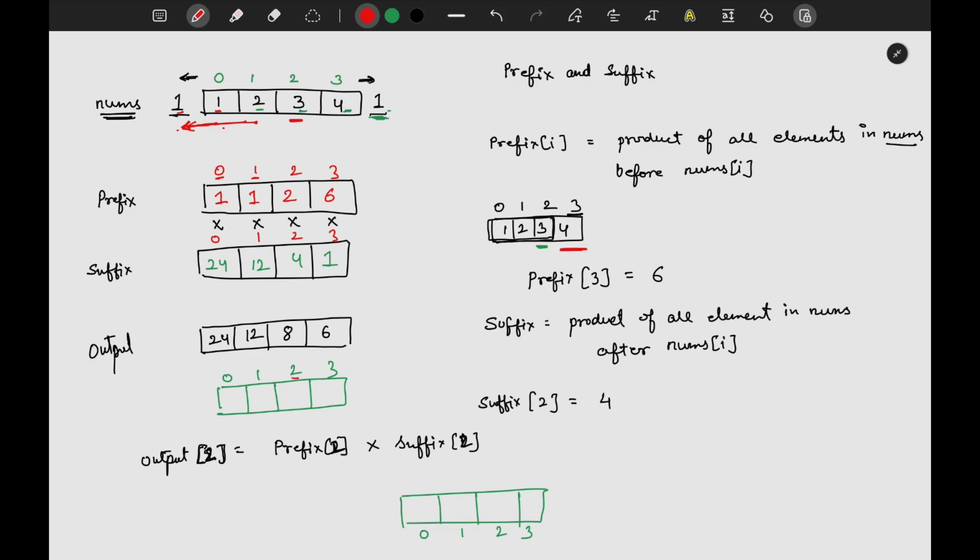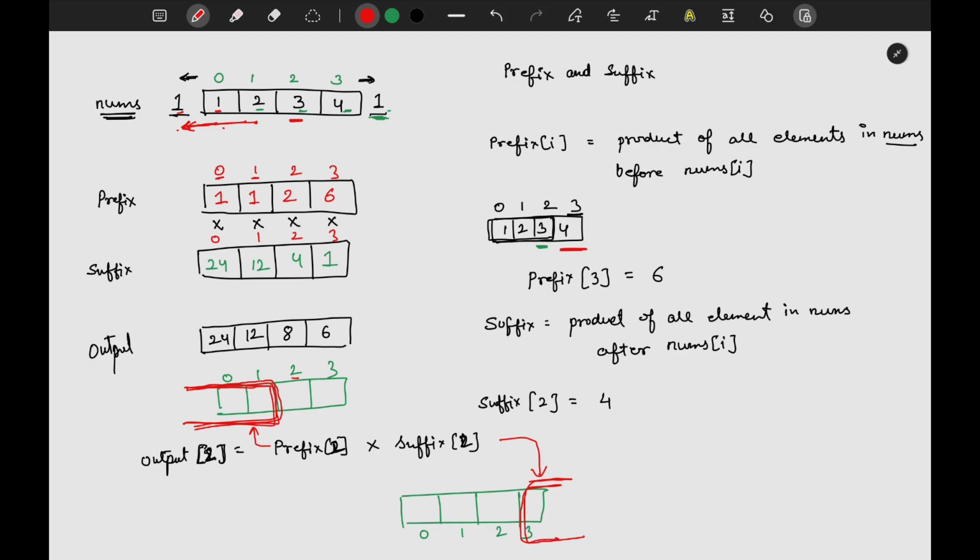So prefix of 2 basically means the product of all the elements before nums of 2. Nums of 2 is this. So all the elements before nums of 2, this is the product. Prefix of 2 will contain the product of these elements. And suffix of 2 means the product of all the elements after nums of 2, which is this part, right?